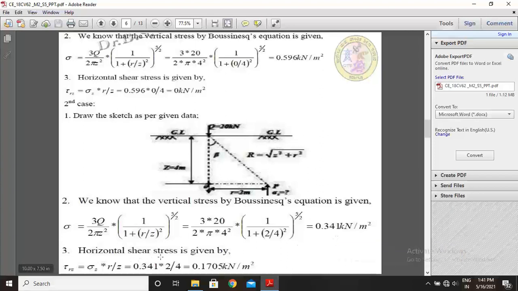Next step, horizontal shear stress is given by tau RZ equal to sigma Z times R by Z. Now substitute the value here. Sigma Z is 0.341 into R is 2, that is radial distance, R is 2 by Z is 4. So answer is 0.1705 kilonewton per meter square. So this is the solution of this type of problems.